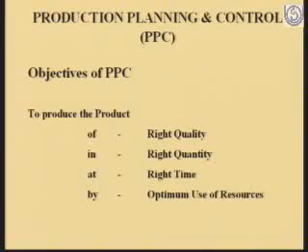And of course, all these things have to be done at a reasonable cost, so that you can also make a certain amount of profit, which is required for your survival in a competitive environment. So these are the whole objectives, in very simple terms, of the production planning and control department: to produce a product of right quality in right quantity at right time by optimum use of resources.